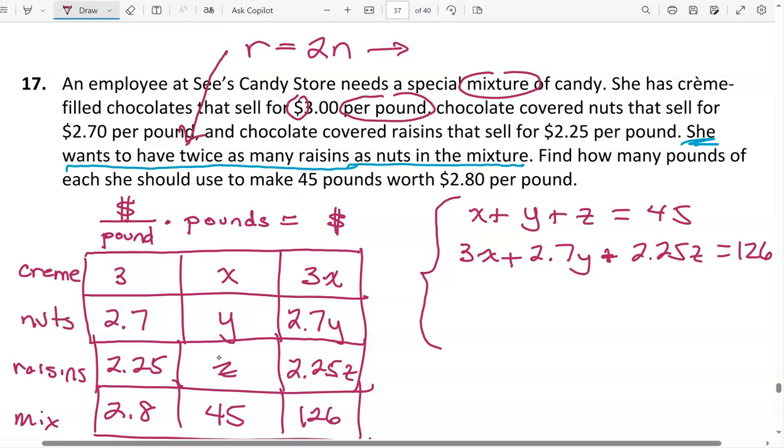Now let's take that and move that into standard form. Oh, and of course I've written R and N for those, but our raisins are actually Z. The number of pounds of raisins is Z. I'm getting that from looking at my table. And the number of nuts would be Y. So Z is equal to 2 times Y. And if we rewrite that in standard form, that will be 0x plus 2y minus z is equal to 0.